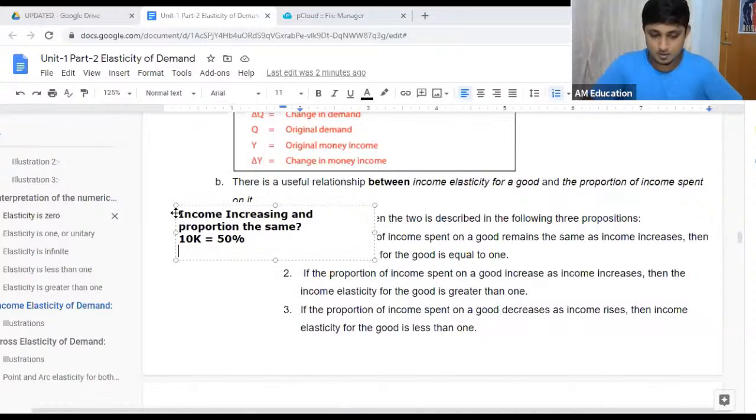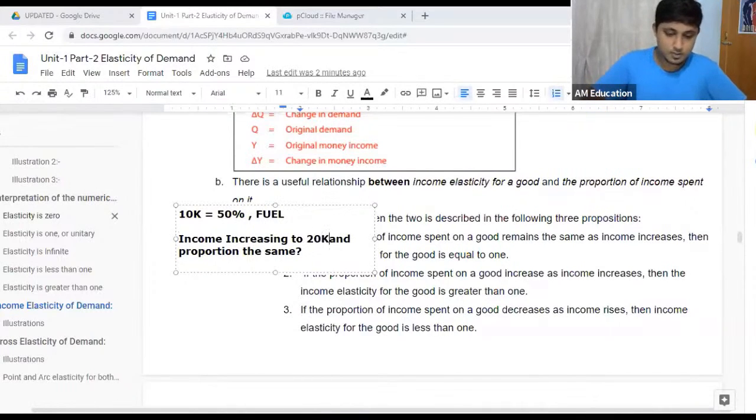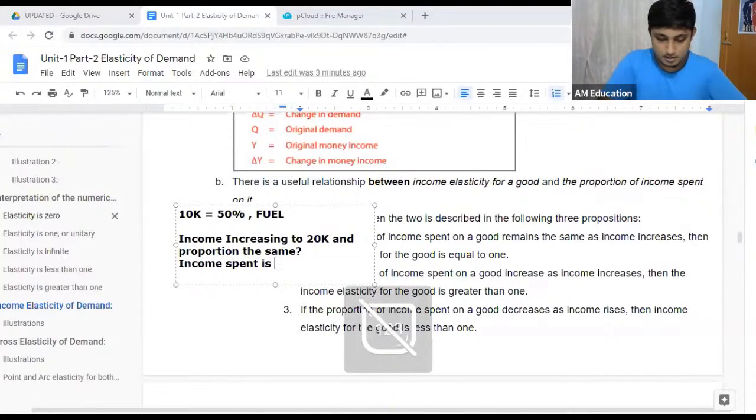Now, this is the previous thing, right? And for fuel, right? Now income increasing to 20,000 and proportion remaining the same. So what will be the now money income spent? Income spent is going to be, guys, 10 pieces.